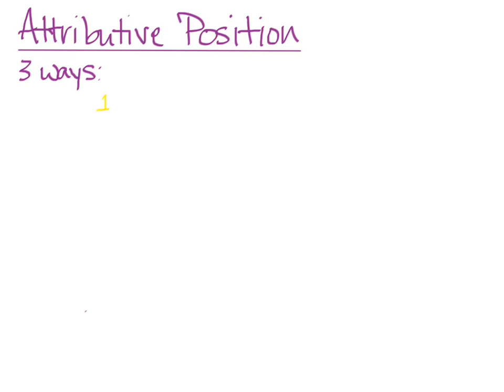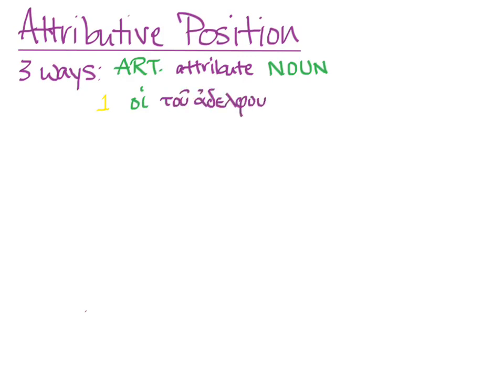1 has the article first, then the attribute, then the noun. This is the sandwich. For instance, hoi tu adelphou logoi. It means the words of the brother. Tu adelphou is an attributive position to hoi logoi. So of the brother is telling us an attribute of the words.